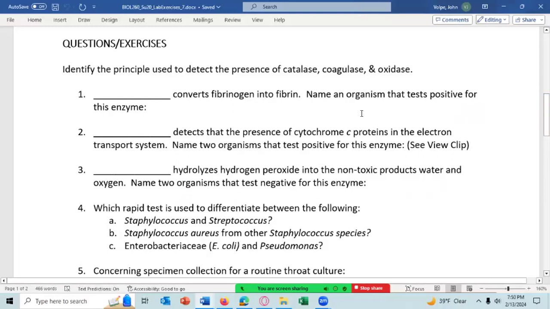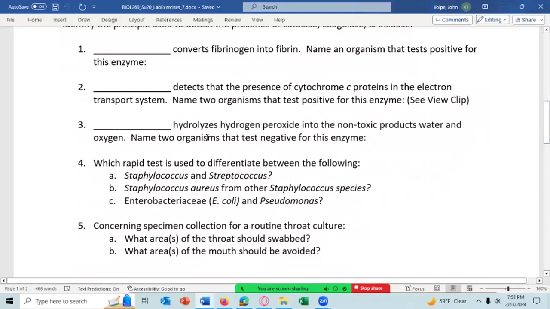Also referring to the enzymes catalase, coagulase, and oxidase, which of the rapid tests, meaning which of those 3 enzymes, is used to differentiate between the following: 4A, Staphylococcus and Streptococcus; 4B, Staphylococcus aureus and other members of the staphylococcal family; and then 4C, which enzyme is used to distinguish between Enterobacteriaceae, such as E. coli, and the family Pseudomonaceae.